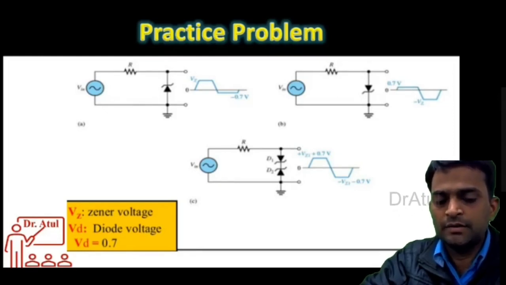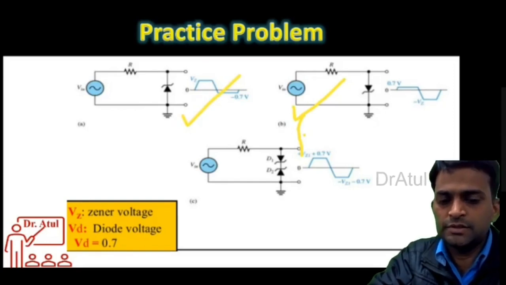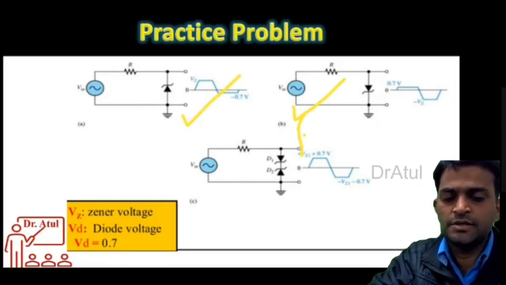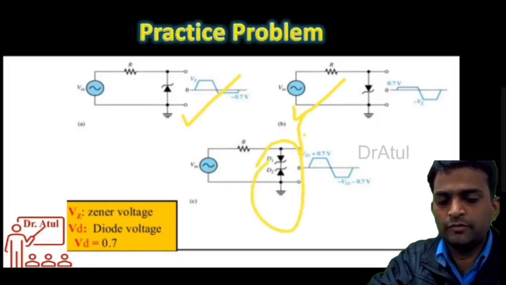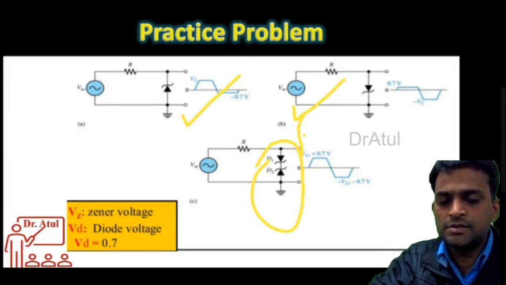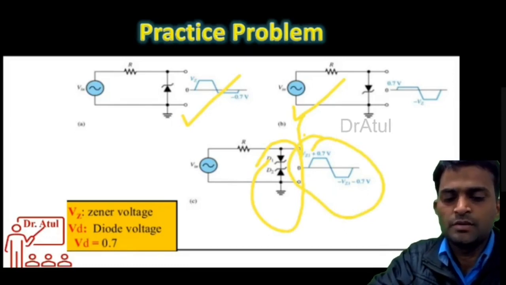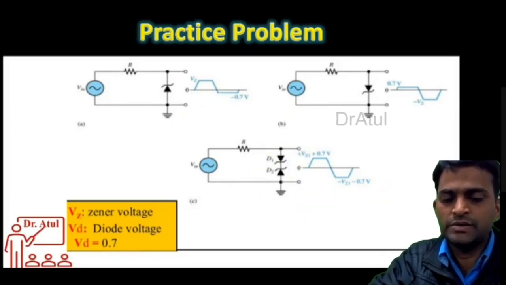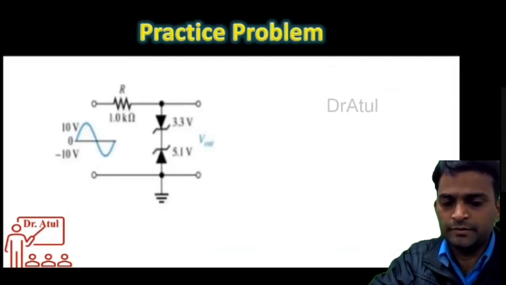Similar to that, if I connect the Zener diode in forward bias, in the B figure, this is connected in forward bias. So the positive half cycle will be limited to 0.7 volt, and the negative half cycle will be limited to the Zener voltage. If I connect two diodes, one in forward, one in reverse, we have to take one forward bias and one reverse bias in both of the cases. On the positive side also one forward bias and one reverse bias, and on the negative side also one forward bias and one reverse bias will come into the picture.